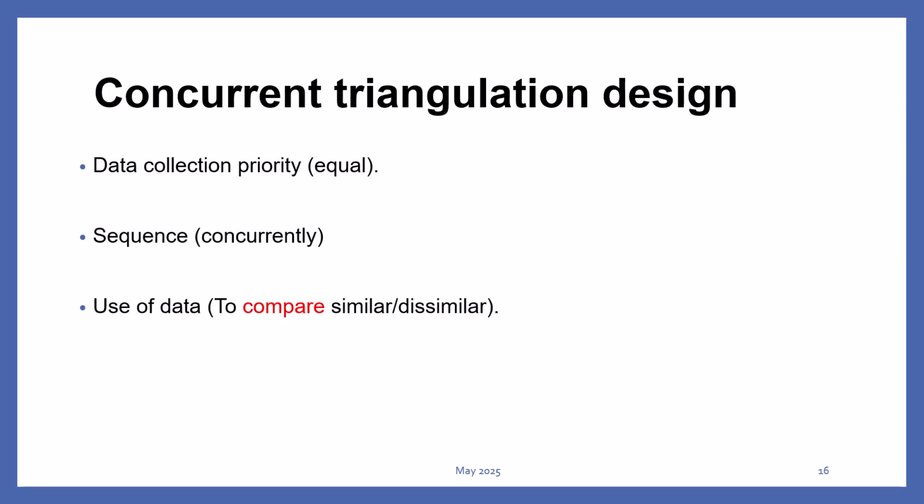So again, data collection priority is equal for quantitative and qualitative phases in concurrent triangulation design. Regarding the sequence or time of implementation, there is concurrent collection of quantitative and qualitative data. And regarding the use of data, as we mentioned, it's used to compare similar or dissimilar results, or to compare and contrast quantitative findings and qualitative findings in this type of study.